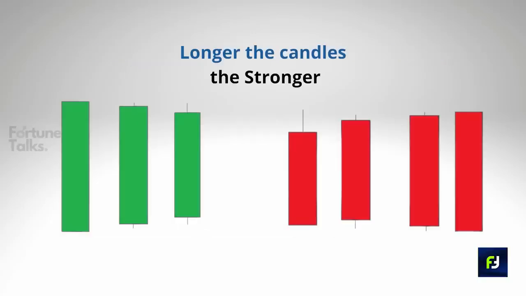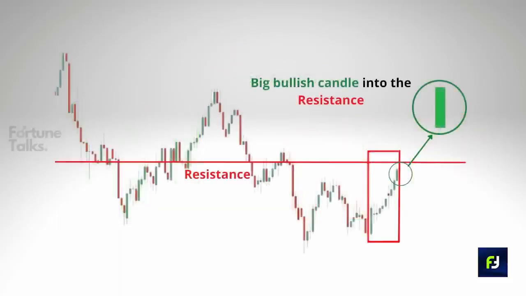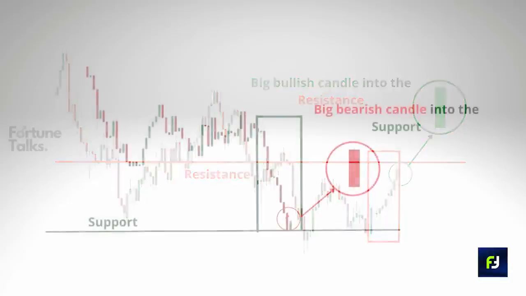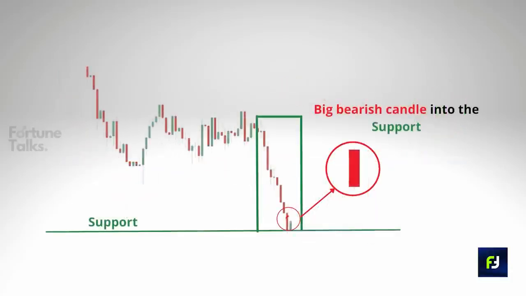By strong move, I mean big or large bodied candles, which in turn means that for an area of resistance, you want to see a strong bullish candle coming into the area of resistance. And in case of a support level, you want to see a strong bearish candle coming into the support.